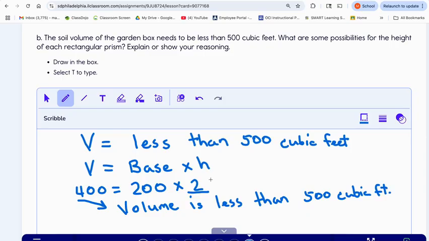I now want to ensure that I clearly respond to the task. I will make a note that the height I have chosen to use is 2 feet. By doing so, I will have completed the task.